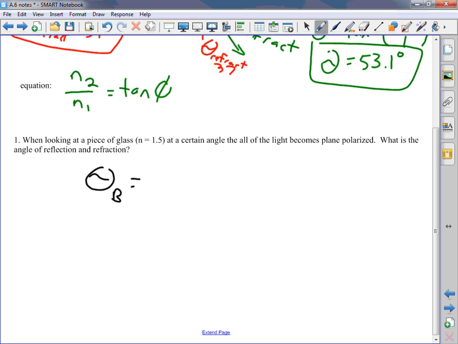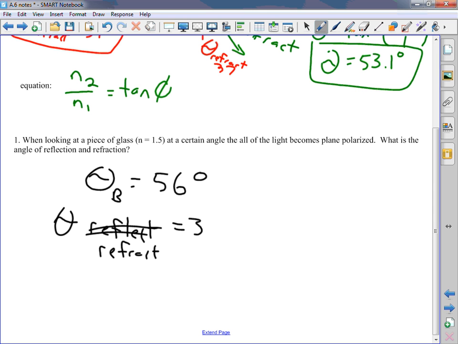56 degrees. And what was the refracted ray? 34 degrees. 33.7, 34 degrees. By the way, you can also figure out what substance it is.